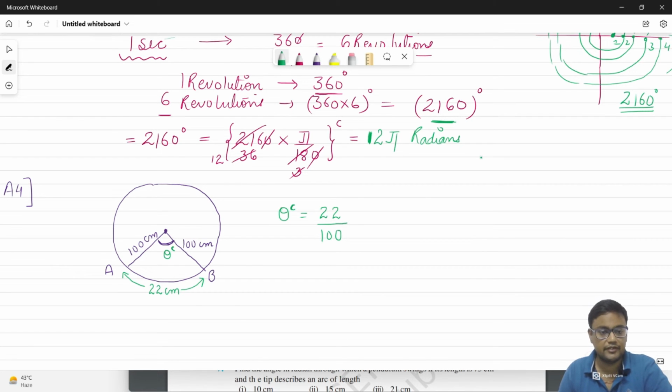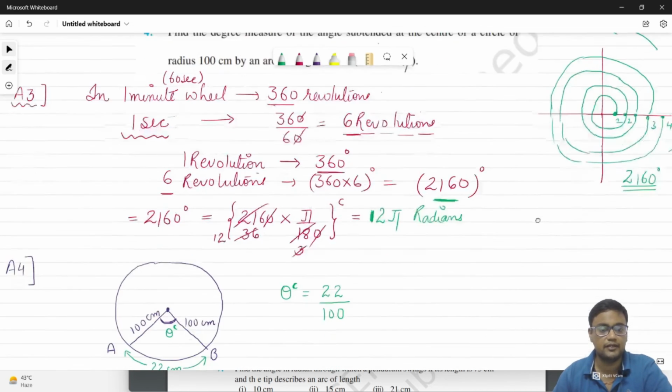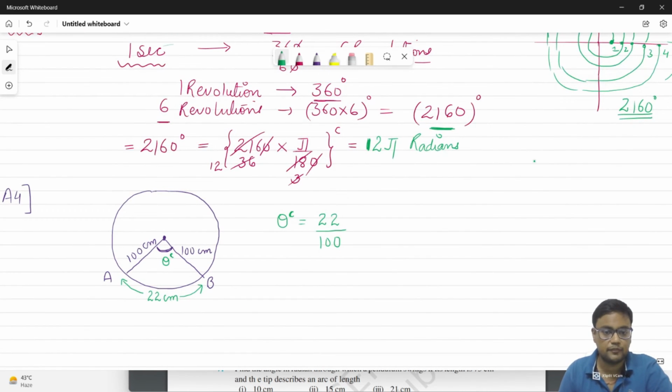But theta is in radians. Remember, theta is in radians, but we have to find the value in degrees. So this is radians here on the left hand side. So theta in radians, after simplifying, we will get 11/50 radian.